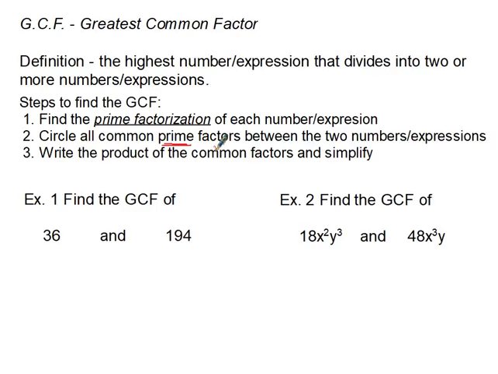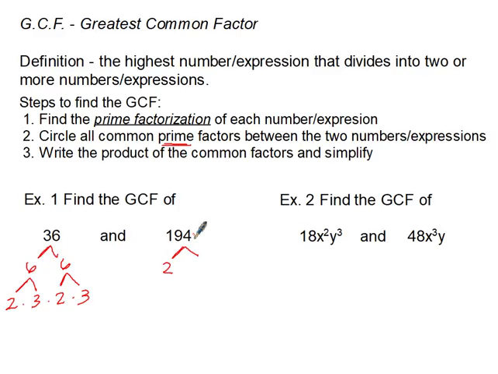So what's that going to look like in practice? Well, here's the first example. Find the GCF of 36 and 194. Don't be alarmed by the larger numbers. Use your basic division rules to help make them smaller. If I was doing the prime factorization of 36, I would end up with 2 times 3 times 2 times 3. And then 194, that's a large number, but I know I can divide it by 2 because it's an even number.